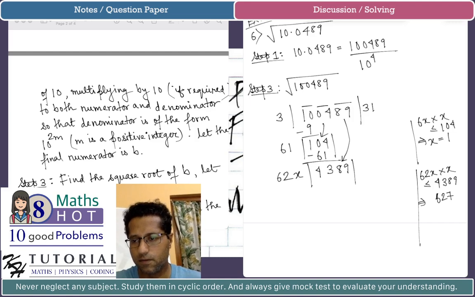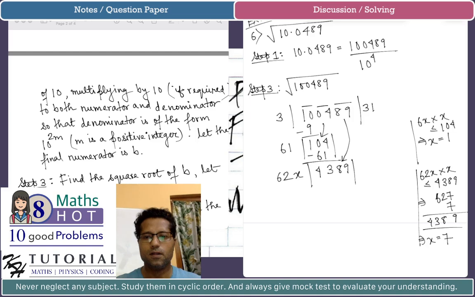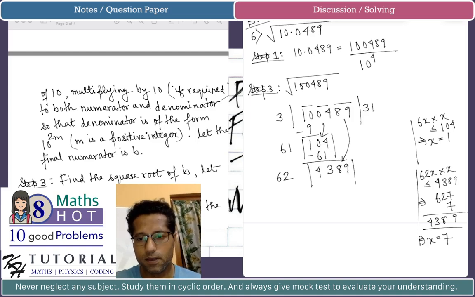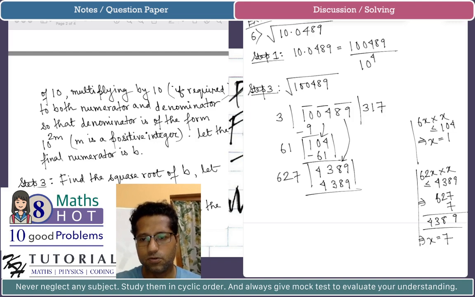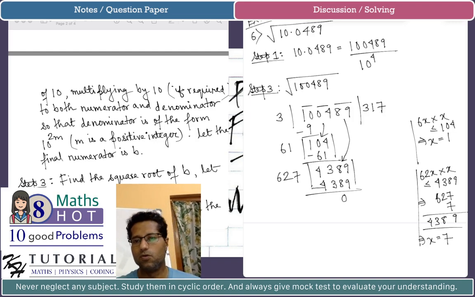So 627 multiplied by 7 is 4389. It is perfectly matching 4389. So this implies x is equal to 7. I am rubbing x and putting 7 over here. 7 will also get appended to the current quotient, 317, and 627 multiplied by 7 is 4389, so the remainder is 0, and there are no periods left.